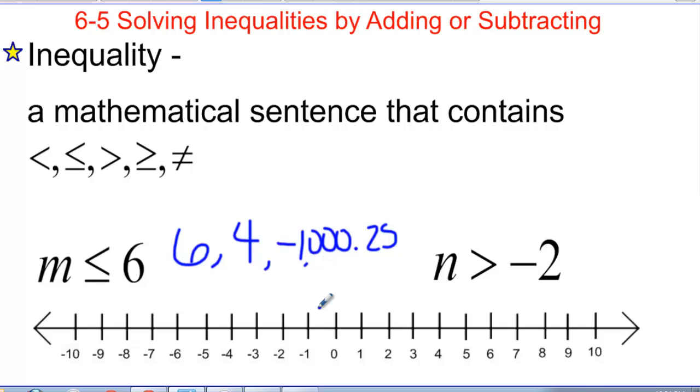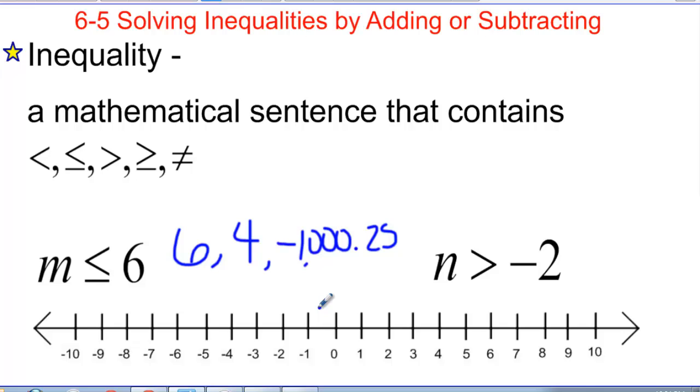So sometimes, instead of listing out possible solutions, we draw a graph of those possible solutions. That's kind of making a picture of all the possible solutions of that inequality. So I'm going to use my number line to draw a graph of that. I have to look at 2 things when I graph inequalities. I have to look at whether or not the number that's in the inequality is a possible solution to that inequality. In this case, we have a less than or equal to symbol. So that means 6 is a possible solution to that inequality.